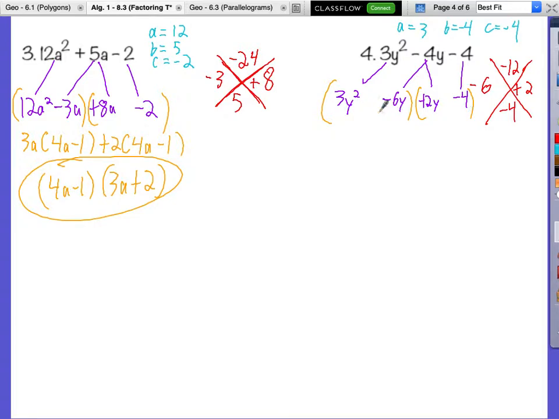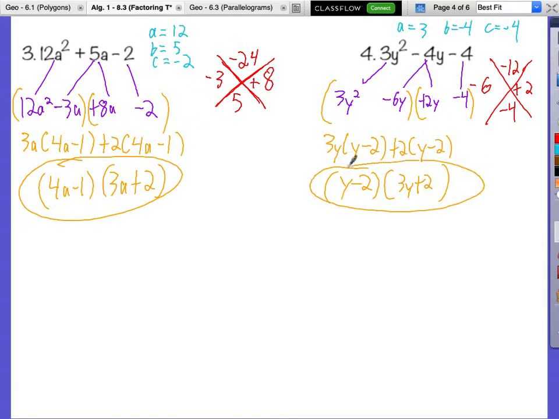So what's our GCF here? 3y. And what's with y minus 2? What's going to be your GCF here? And we're going to be left with... And what do we notice about inside the parentheses? Same, that's good. The sign we're doing something right. So we put that out in front, y minus 2. And what's going to be the next parenthesis? 3y plus 2. And that would be our answer.